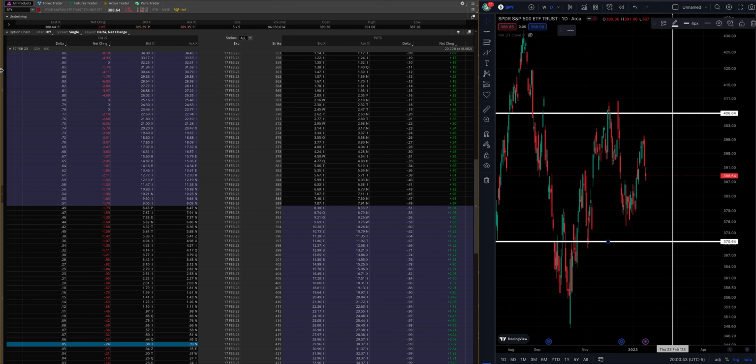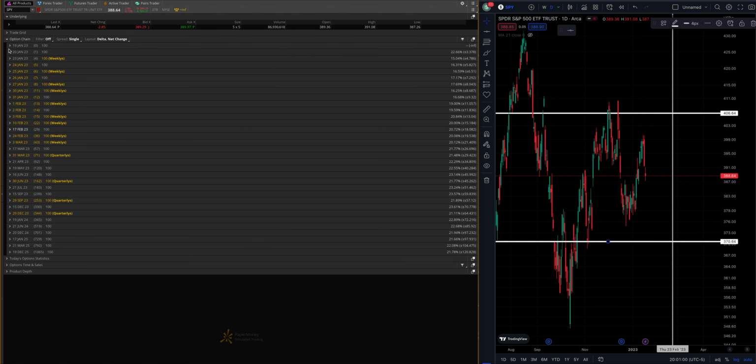By the way, on the left-hand side is an options chain. The right-hand side is a chart. The left-hand side is Thinkorswim. It's a simulation account used for videos. So here are our different expiration cycles on our left-hand side. We're going to go to the Feb 23s, which have 29 days till expiration.